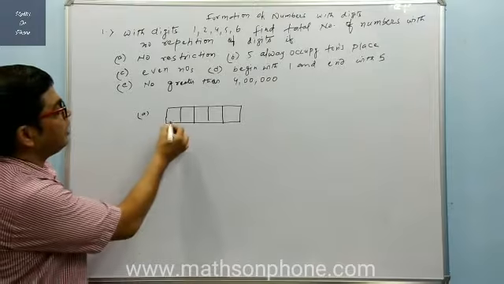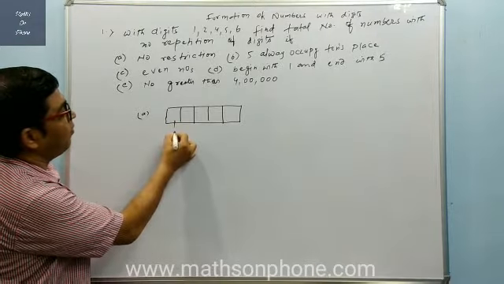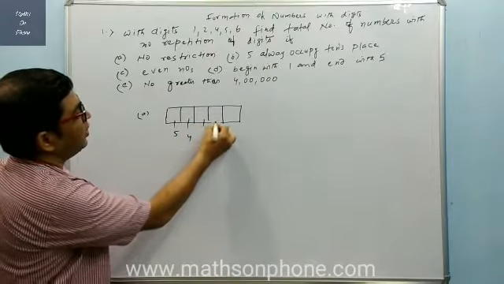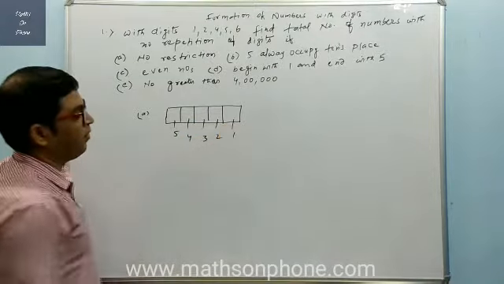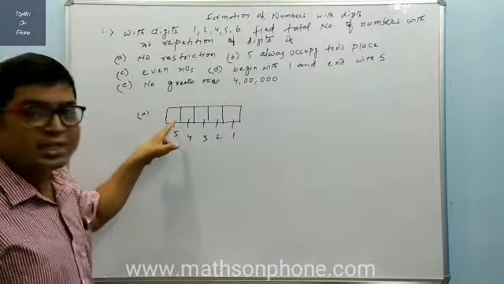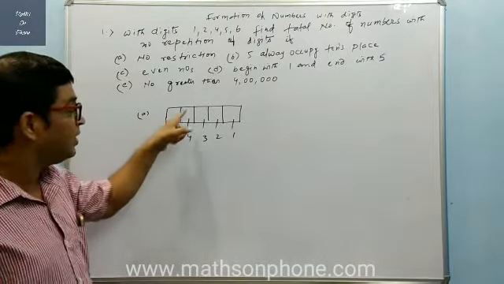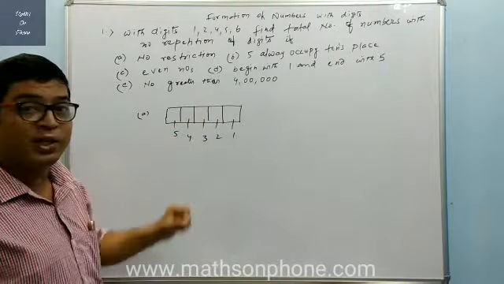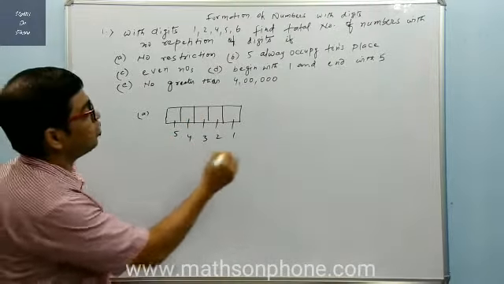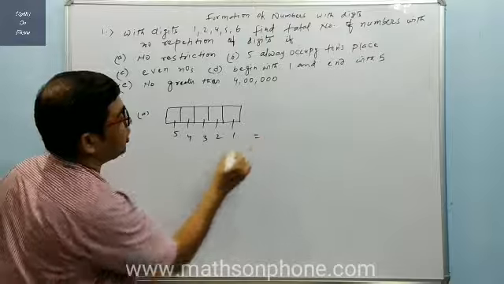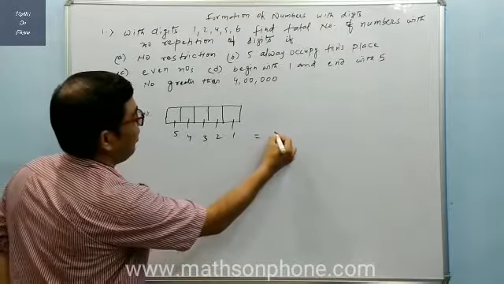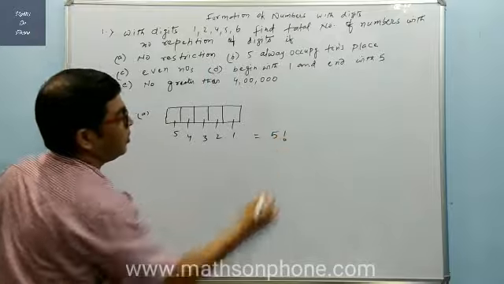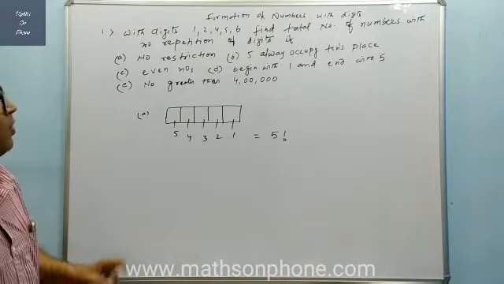Now see, this place can be filled up in 5 ways. This can be 4, this 3, 2, 1 ways. This box can be filled up in 5 ways, this box in 4 ways, this in 3 ways, like this. So the total number of numbers with no restriction is 5 into 4 into 3 into 2 into 1, that is 5 factorial. So you can easily find.